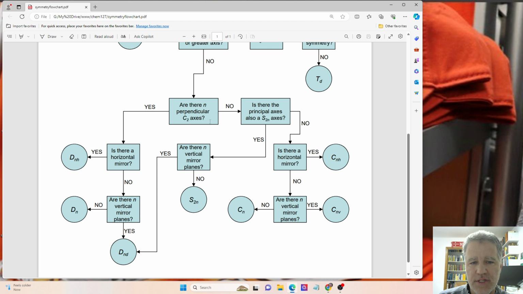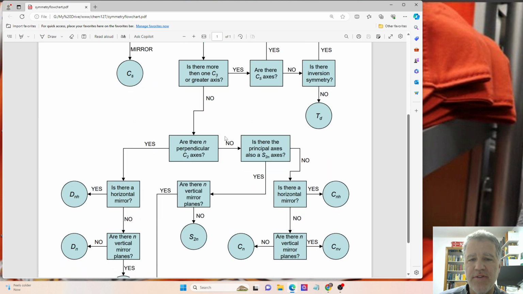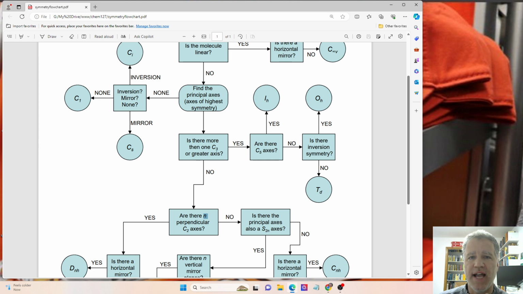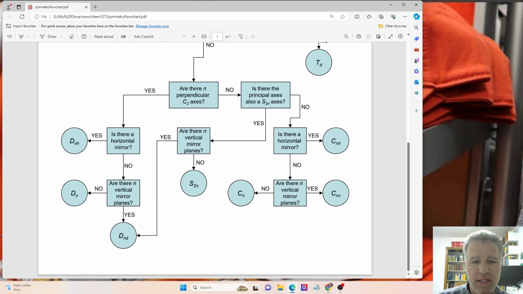Now, here's the question I think the students have the most trouble with, because this is a little cryptic. Once we decide on the principal axes, so let's say it's a C2, then everywhere else in the flow chart, when we see N, then N is 2. Like for ammonia, we had N equals 3, so everywhere else in the chart, N is 3. So once you establish your principal axes up here, then for the remainder of the chart, that value is what you use.